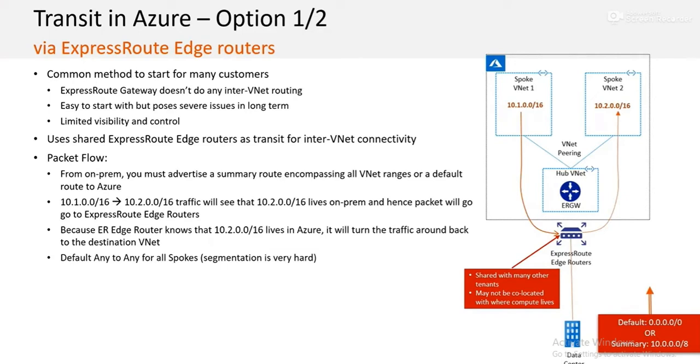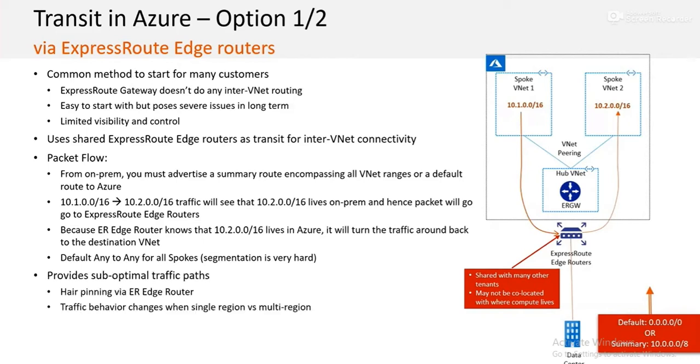Now, the challenge is this: by advertising that default in or that summary in, all spokes would potentially now have a route to all other spokes. So when we look at things like segmentation or inspection, that becomes a bit more difficult and requires some manual steps that we have to do. Some other considerations: if you do have latency sensitive applications or flows, we are taking a little bit longer of a path here because we're vectoring down into those ExpressRoute routers. So that may be something to keep an eye on for single region or multi-region traffic.